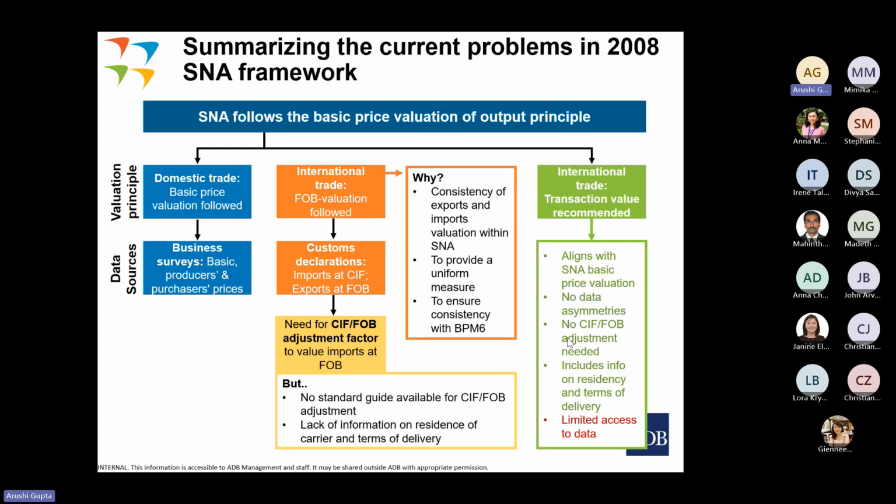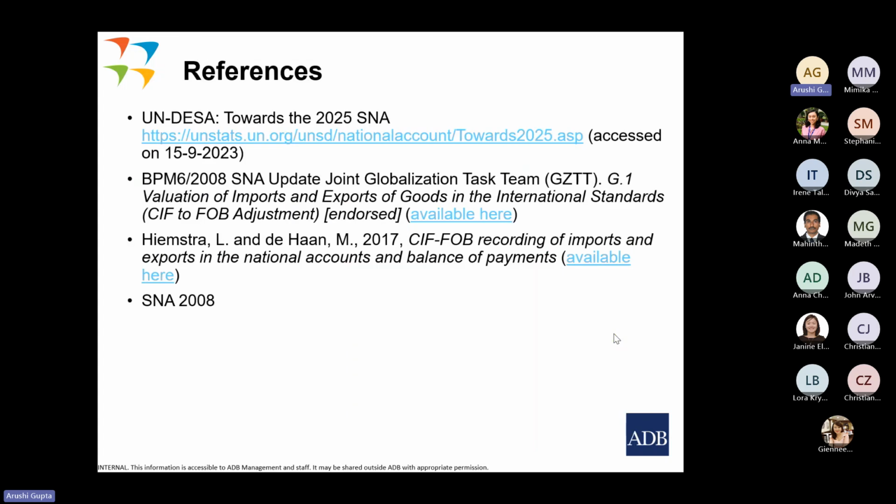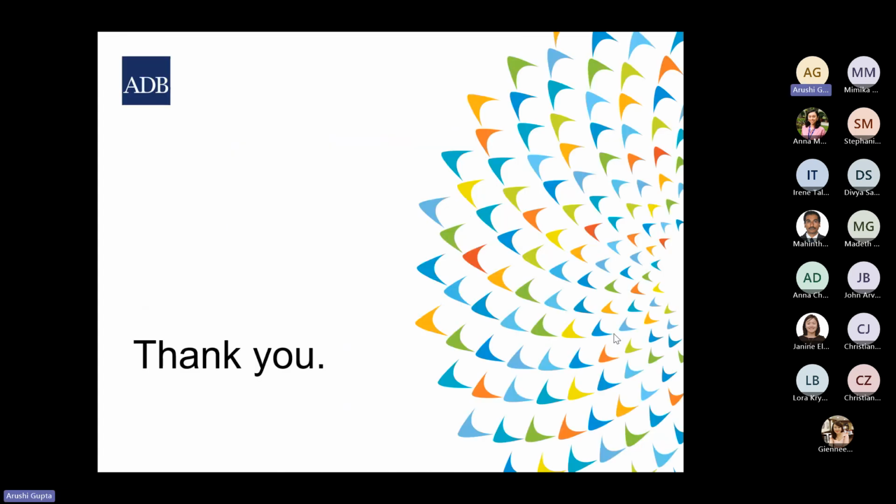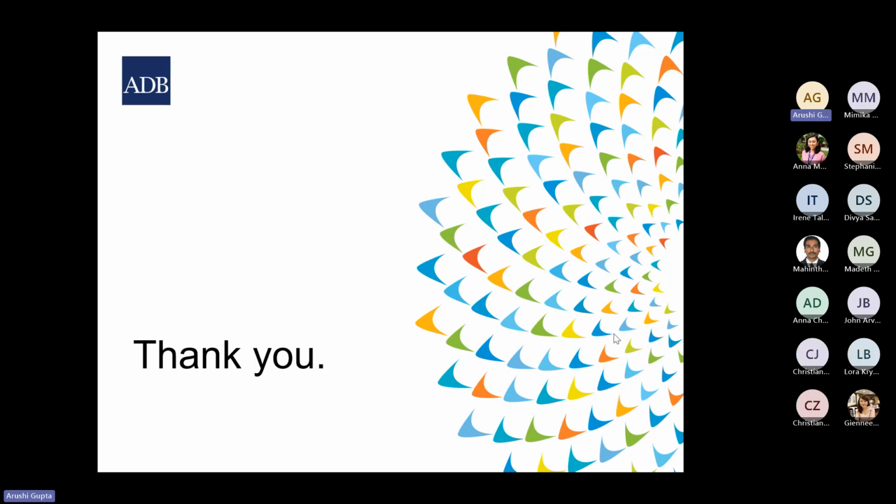So this concludes the presentation on the valuation of exports and imports of goods. These are the main references that I used for compiling this presentation. Of course, the main reference is the guidance note on valuation of exports and imports of goods, which is available on the UNDESA website. I also used a paper for showing the examples of CIF and FOB recording. And of course, to reconcile the differences, I used the 2008 SNA manual. So that's it. Thank you so much. Let me know if you have any questions or concerns or clarifications.